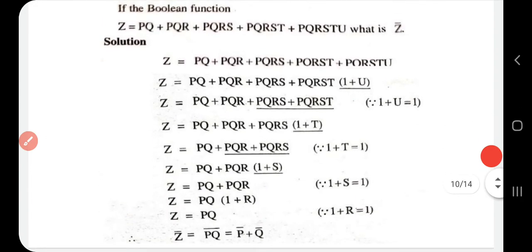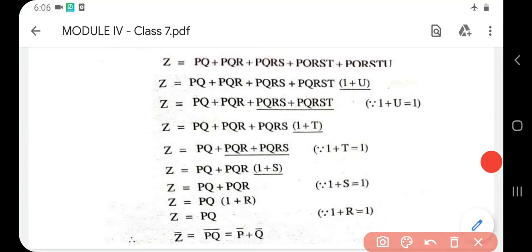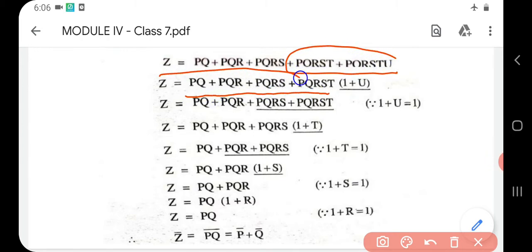Now this one is very simple. See how they are reducing. This is a question itself. Here this much is correct. Here see this PQRST plus PQRSTU. PQRST is common, so that is taken outside, leaving 1 plus U. Now what is 1 plus U? It is 1. So this will reduce to 1.